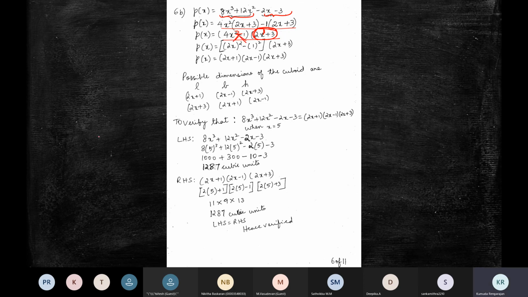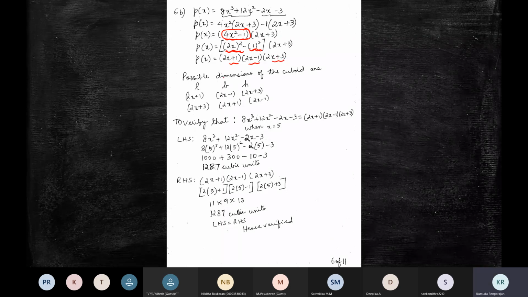And that's of the form a squared minus b squared. So a plus b into a minus b. This is of the form a squared minus b squared: 2x the whole square minus 1 the whole square. So a plus b into a minus b, and this one as it is.